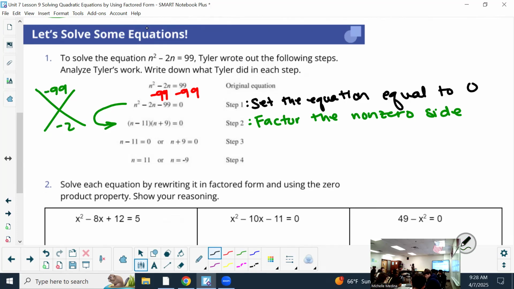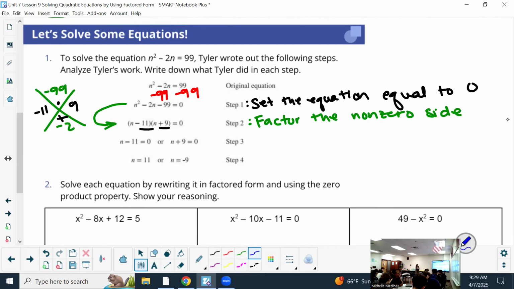And it looks like the way that this person wrote it, they're saying that negative 11 and positive 9 do that. You guys agree? Does that make it work? Does it multiply to negative 99 and add to negative 2? So there's no error there. All right, so if you have a find the error problem, do the problem yourself and see, are we getting the same thing? So far, no mistake. We factored the non-zero side.